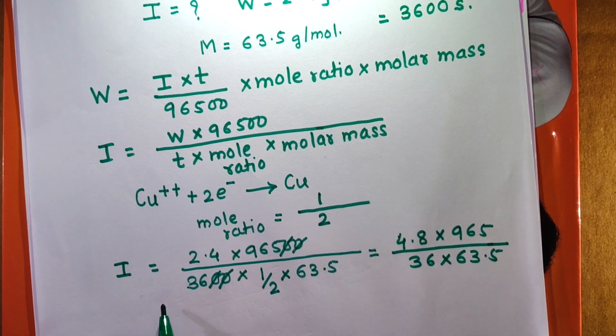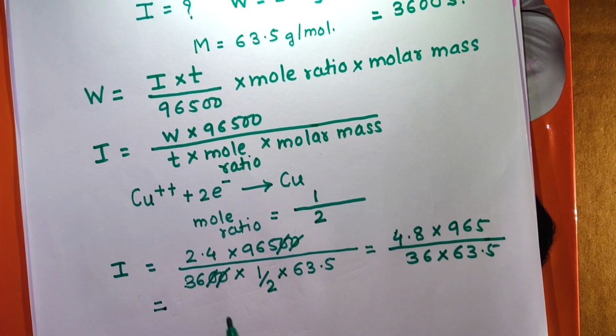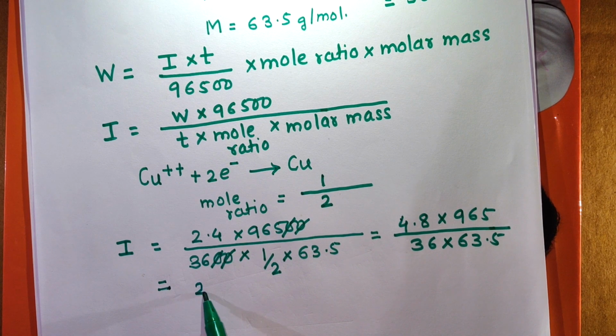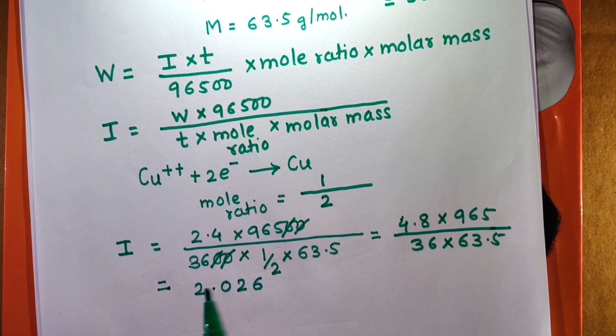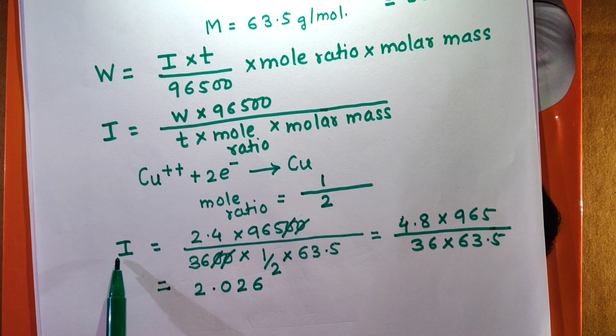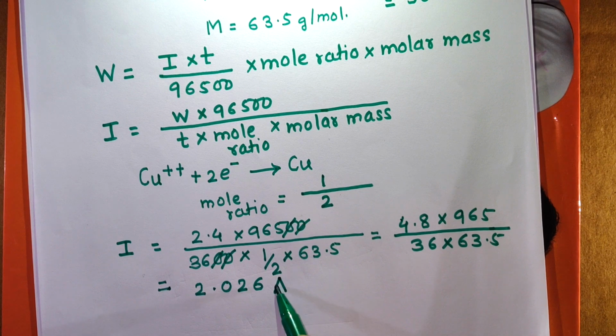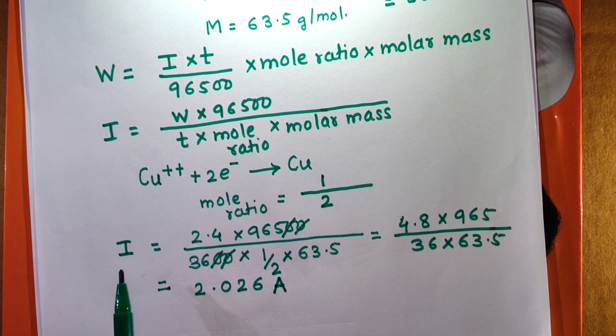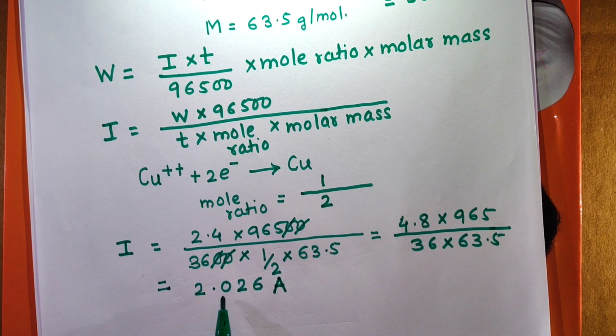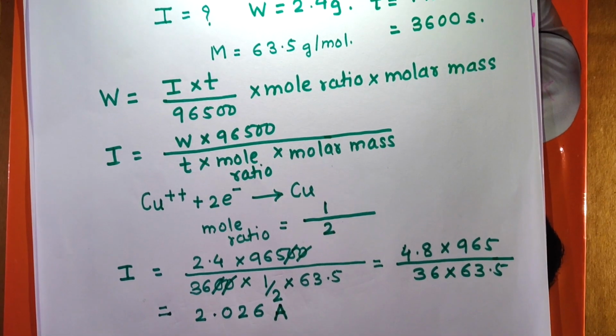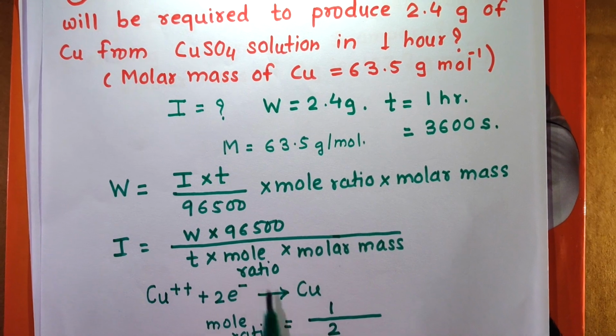By solving this using a log table, you can obtain the answer 2.026. This is the value of I, and this I must be in ampere, so the unit for it is ampere. So I is equal to 2.026 ampere, right? So we shall see these steps again.